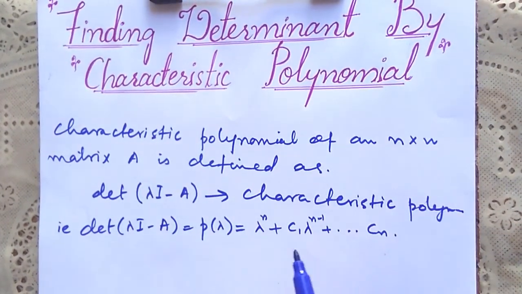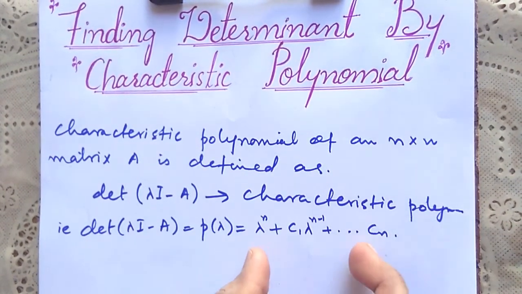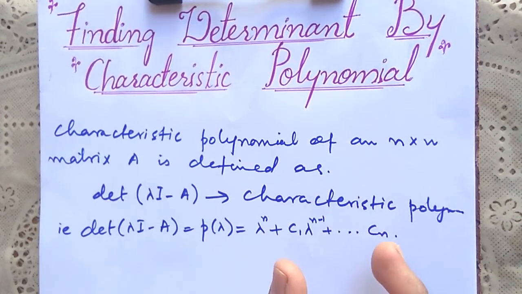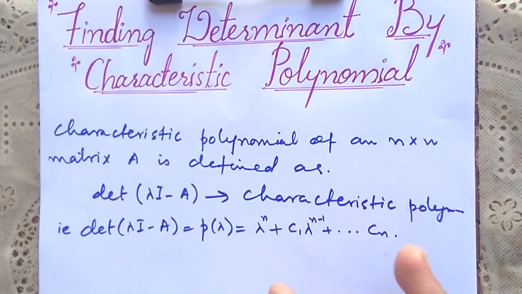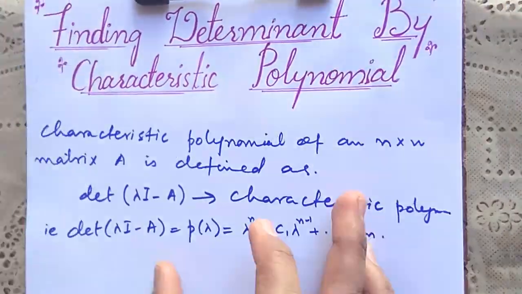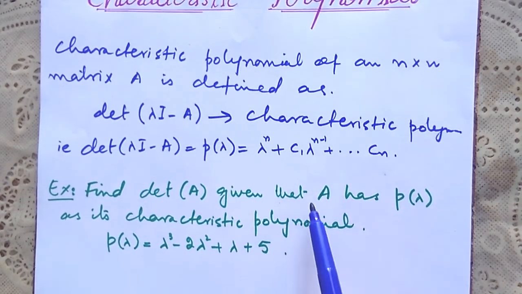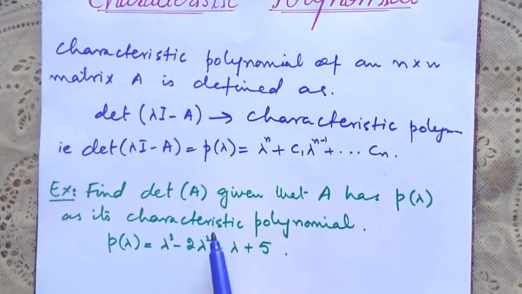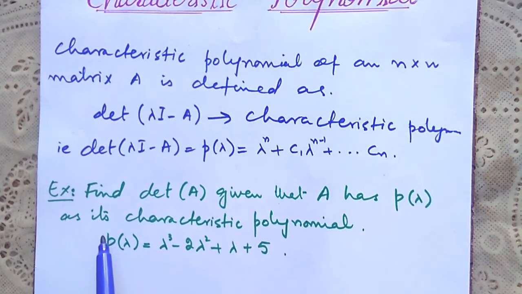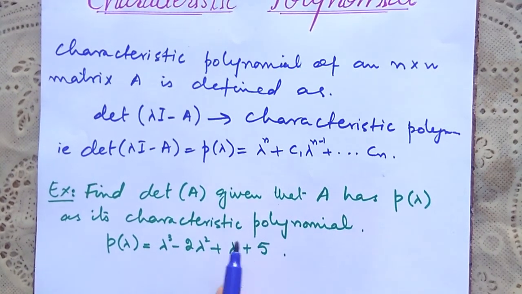So if we are given only the characteristic polynomial of an n by n matrix A, can we find the determinant of the matrix? So yes, let's see. Find the determinant of A given that A has a P of lambda as its characteristic polynomial, and our characteristic polynomial is a cubic equation.